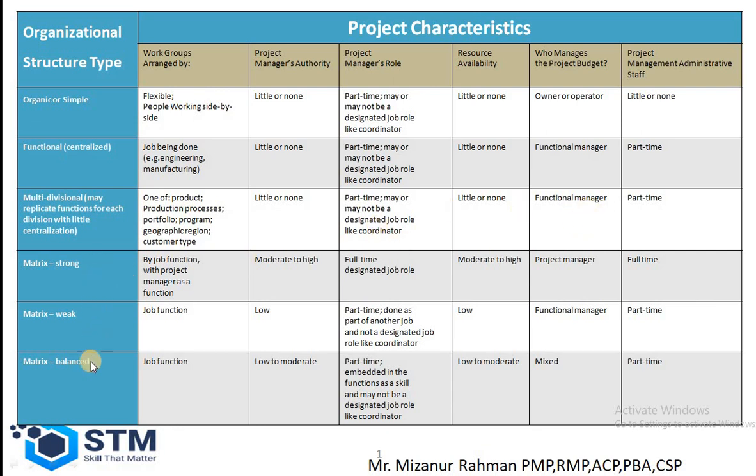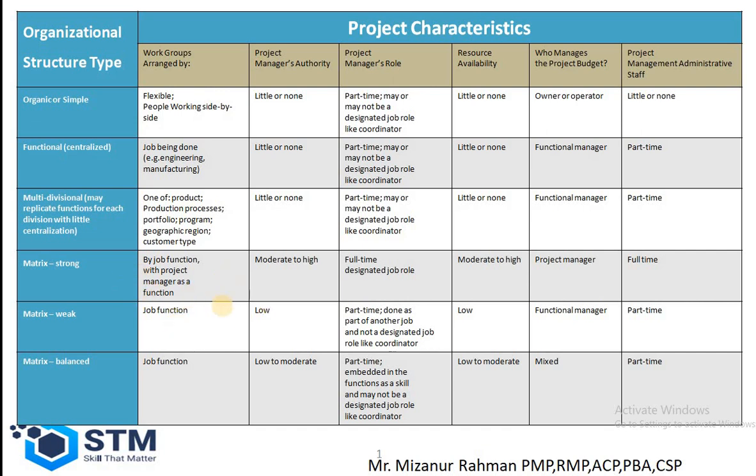Here there are three types of matrix organization. If the organization is a strong matrix, then the work is done by the job function or the project manager as a function. Here the project manager authority is moderate to high. The project manager is full-time designated for that job, and his resource availability is moderate to high. The project manager is going to manage the project budget, and there is also some full-time project management staff. That means if the organization is a strong matrix, then the project manager is going to get more power.